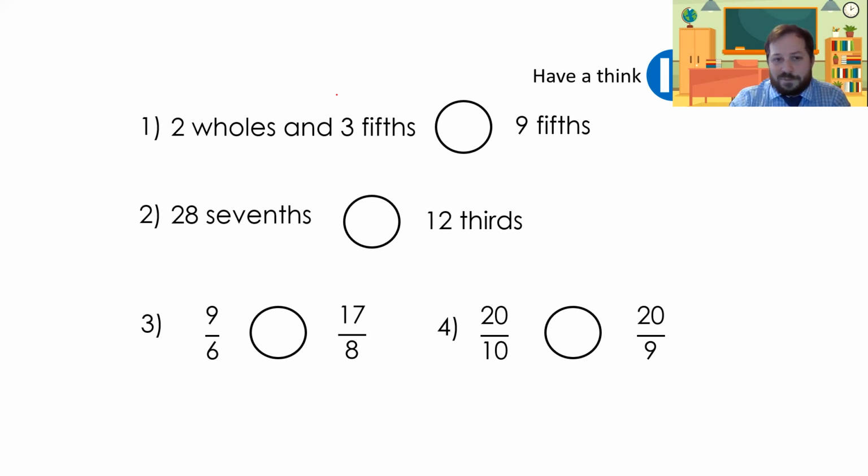Okay, let's have a look. So 2 wholes and 5 fifths or 9 fifths? Well, 9 fifths, we've got only 1 whole one with 4 left over. So 2 whole ones are going to be larger. 28 sevenths, 28 divided by 7 is going to be 4. And then we've got 12 thirds. 12 divided by 3 is also 4.